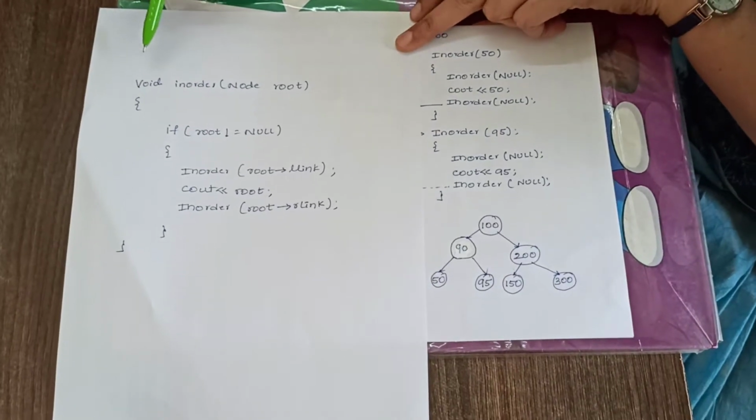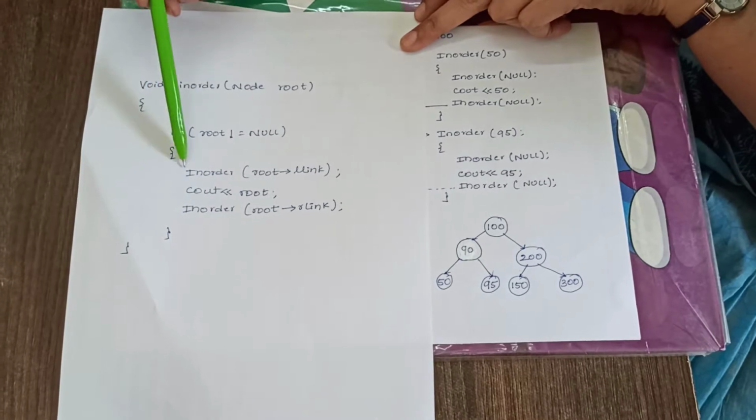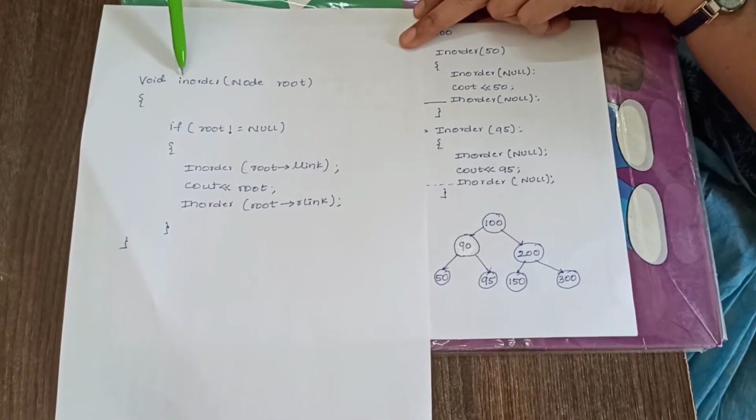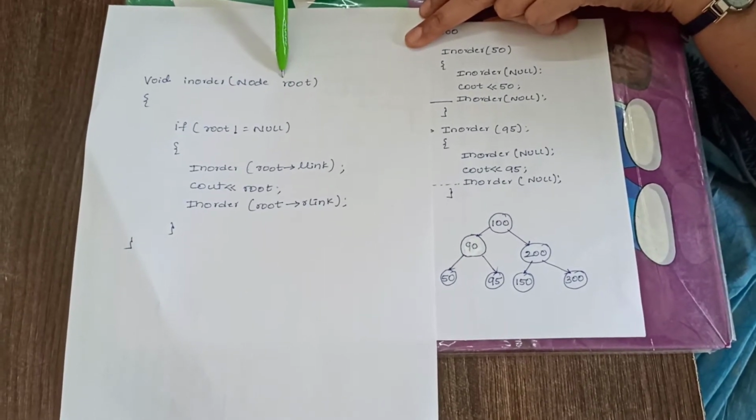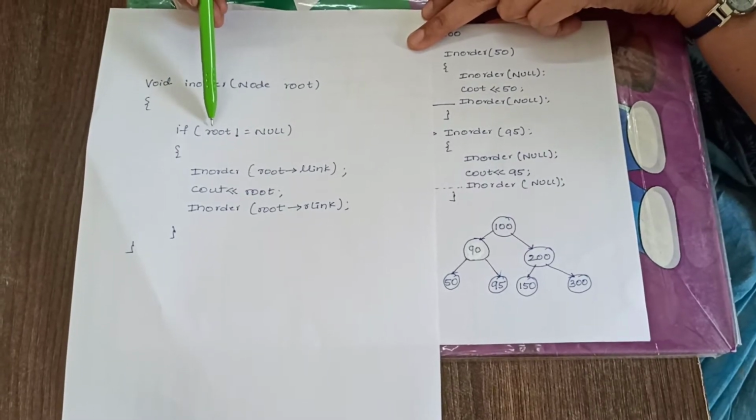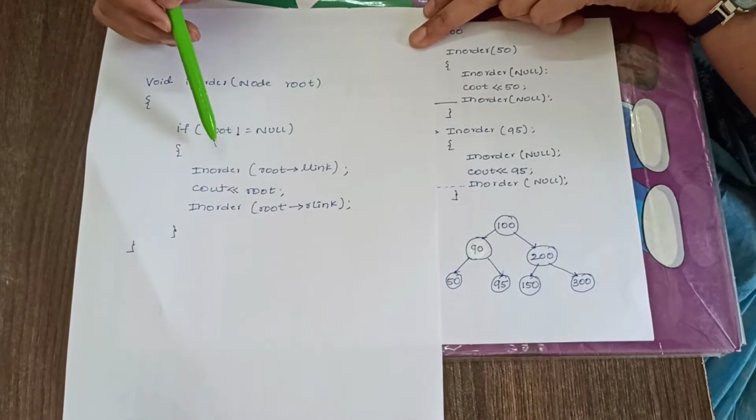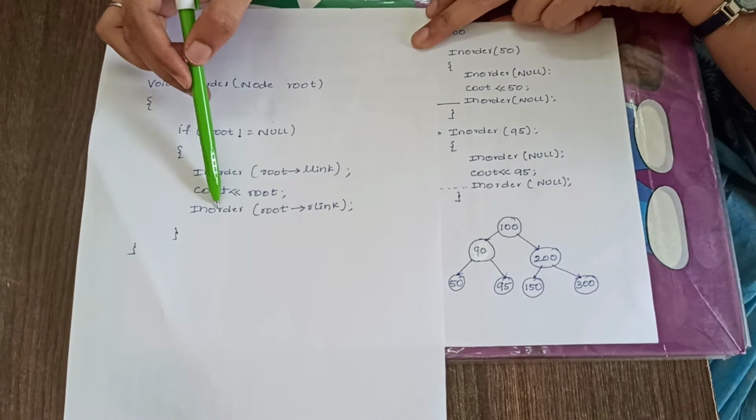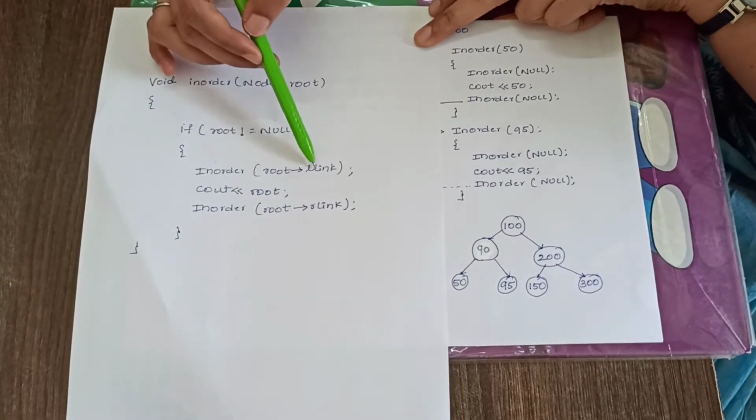Hello students, in this session we are going to discuss Inorder tree traversal, and this is the function for the Inorder tree traversal. In the Inorder function, we are passing a root node. The logic of this function is: first we check whether the root node is null or not. If the root node is not equal to null, then these statements will be executed. The first statement is Inorder of root left link.